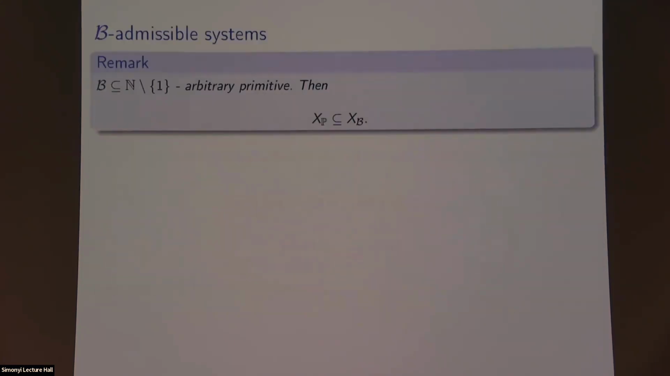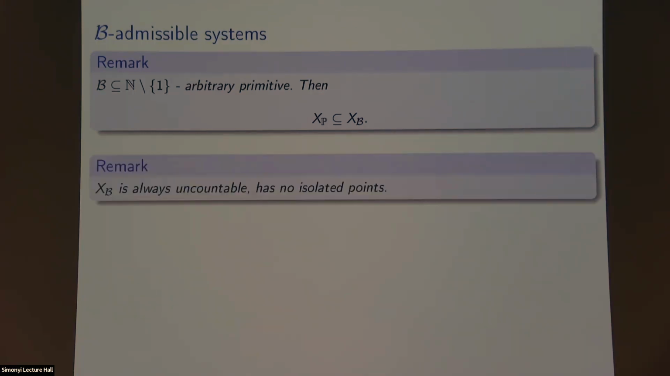Let me also make the following easy observation, that whenever you have any set B not containing 1, then if something is P-admissible, I mean admissible with respect to the set of primes, then it is B-admissible. So the P-admissible subshift is always contained in the B-admissible one. This is an easy observation.